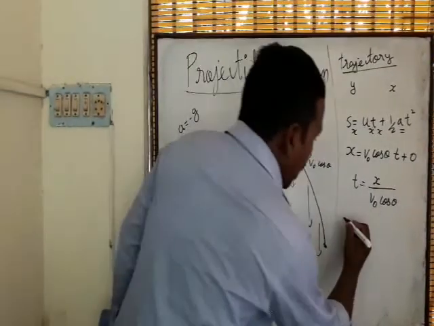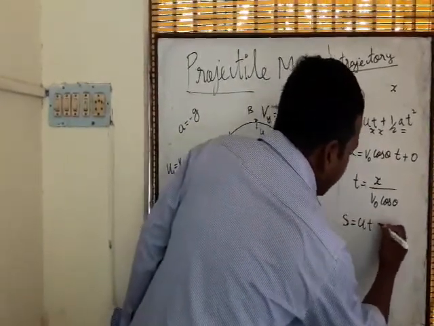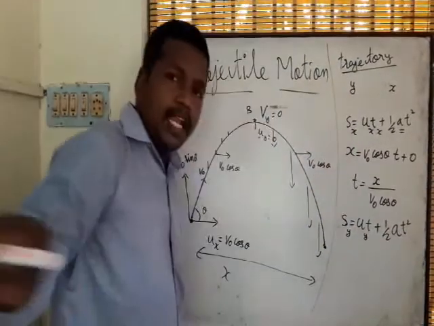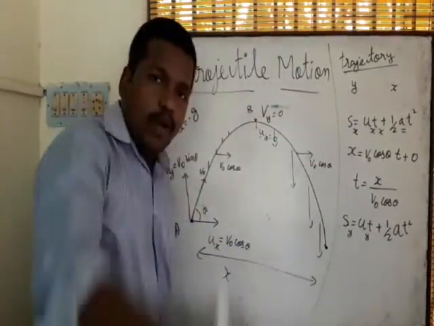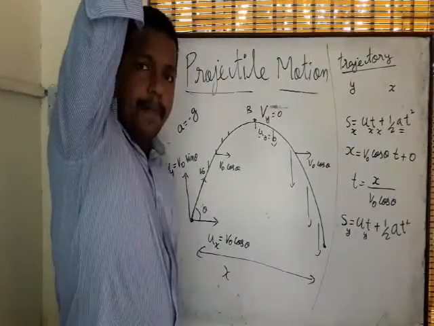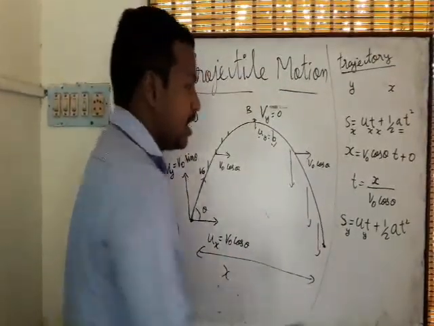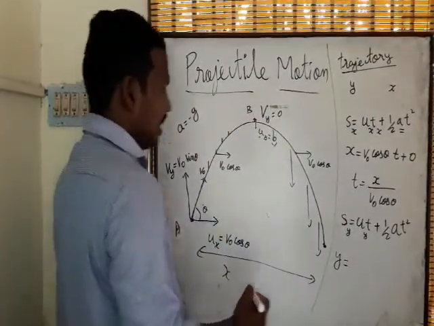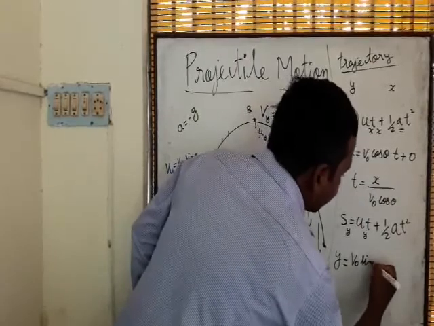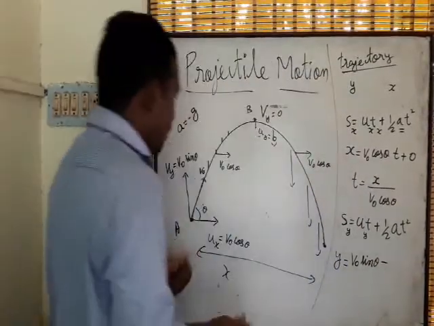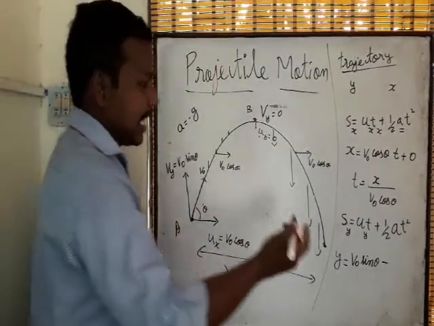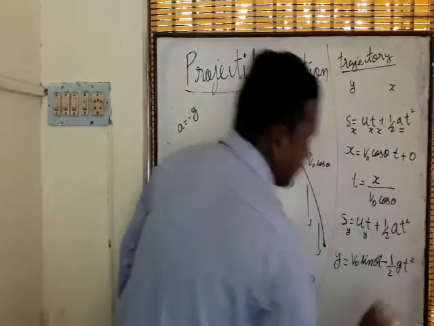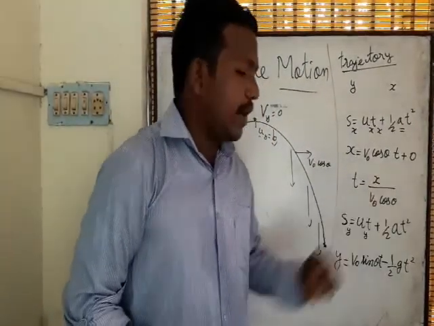Now s is equal to ut plus half a t squared. I am taking the y plane, that is, the vertical direction. The object goes up and finally comes to rest, then it comes down. So the displacement along y is y, the initial velocity along y is v naught sin theta, minus the gravity term. When the object is going up, gravity is negative, so minus half g t square. And as we know, t is equal to x divided by v naught cos theta.